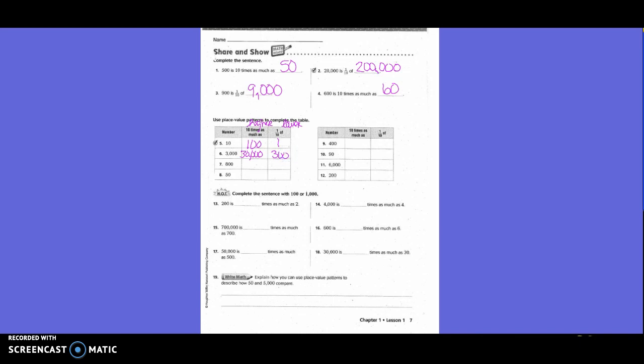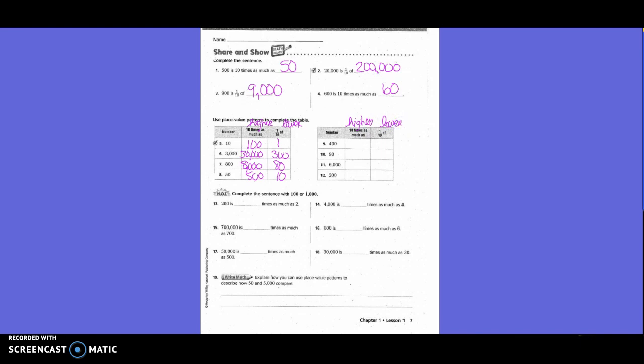10 times as much as 800 is 8,000. 1/10 of 800 is 80. 10 times as much as 50 is 500. 1/10 of 50 is 10. Okay, so once again, our 10 times as much is higher, and our 1/10 of is lower.